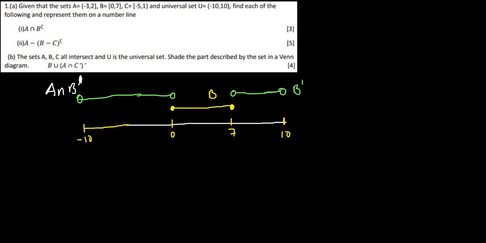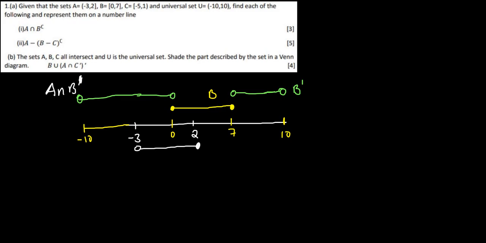Okay, now that we know B complement, now we can get the set A. And the set A is from negative 3 to 2, so negative 3 will be, let's say, somewhere here, and then 2 is somewhere here. Negative 3 is going to be open because we've used an open bracket, and then 2 is going to be closed.